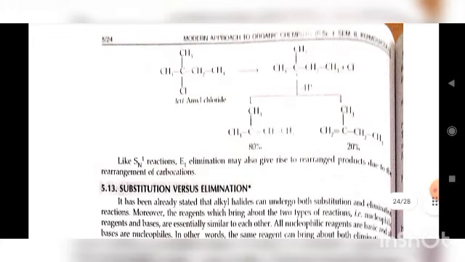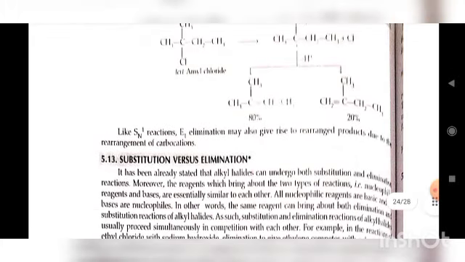Like E2 eliminations, E1 eliminations also tend to favor the formation of the more stable or highly substituted alkene. In case of alkyl halides where elimination can take place in more than one direction, for example, like SN1 reactions, E1 elimination reactions may also give rise to rearrangement products due to the rearrangement of carbocations. It has been already stated that alkyl halides can undergo both substitution and elimination reactions.